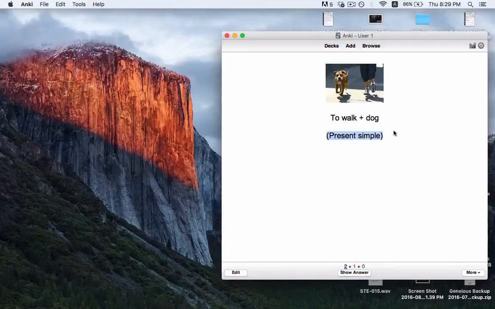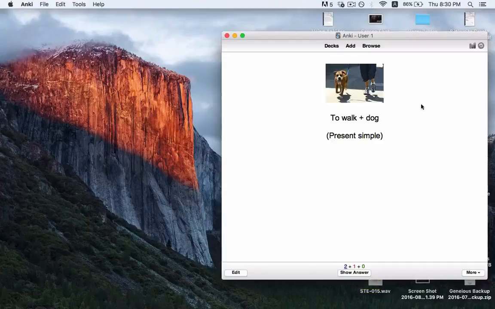Okay, to walk plus dog. And we'll say the verb tense is present simple. So in this instance, I want myself to use the verb to walk, and I want to conjugate it in the present simple, and I want it to be walking the dog. So this is just an exercise I've set myself. Use this verb, use this noun, use this tense, and come up with a sentence. So, I walk my dog. We'll say that's the sentence, or it could be you walk your dog, you walk our dog, I walk the dog, I can see him walk his dog, whatever.